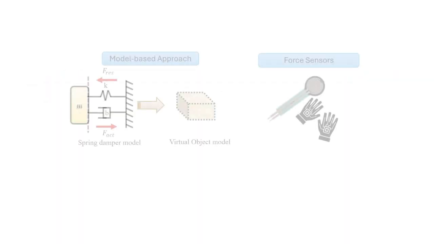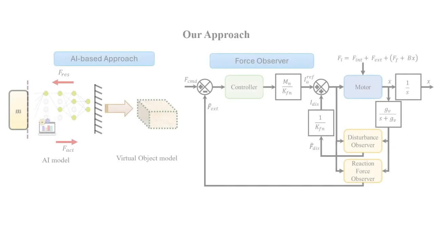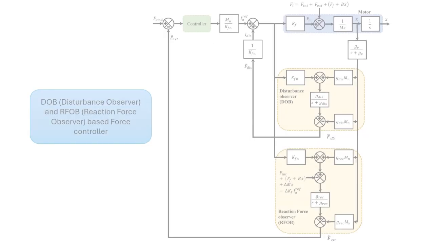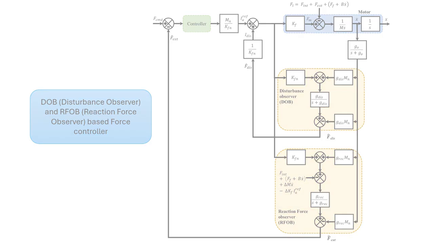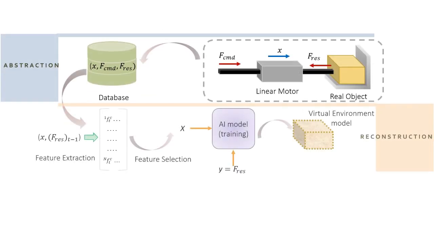Haptic studies often consider conventional spring damper model-based approaches and force sensors, despite their limitations. So, we developed an AI-based approach for vivid force sensation reproduction through a virtual model that replicates the actual environment. We considered a disturbance observer, DOB, and a reaction force observer, RFOB, based sensorless force control mechanism. This procedure involved 3 stages: abstraction, reconstruction, and reproduction.